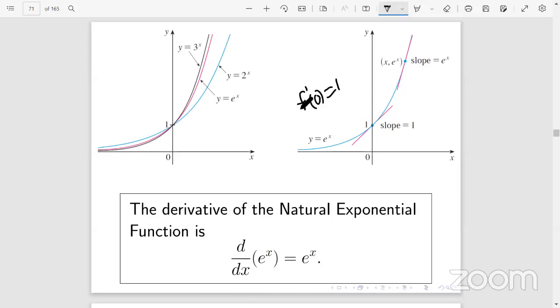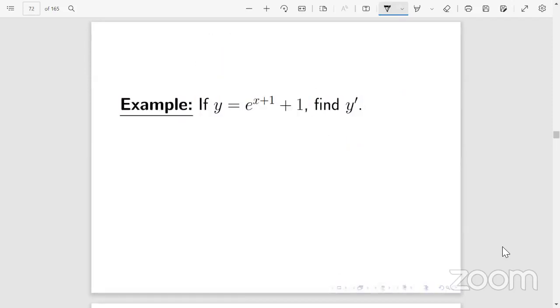And we said this means that the gradient when x is 0, meaning on the y-axis, is 1. So we have this exponential function, and when x is 0, the gradient becomes 1. Meaning the tangent to this exponential function on the y-axis has gradient 1. So we call this number the natural exponential function. So d/dx of e to the power x is e to the power x. I hope that makes sense.